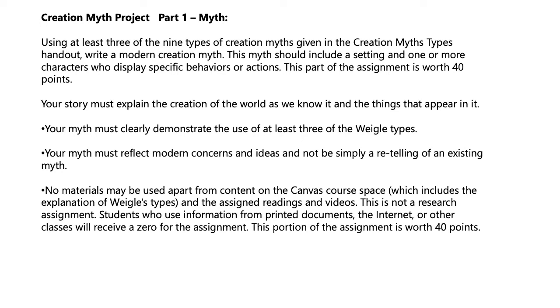So look around. What is your world like? What do you see? What do you see physically in terms of rocks, trees, water, sky, infrastructure? You can also look at the people around you. How do people interact? What are the human relationships like around you? And I want you to come up with a story that adequately explains what you see in the world. So of course you must use at least 3 of those Weigel types. Your myth must reflect modern concerns and ideas, not just simply a retelling of an existing myth.